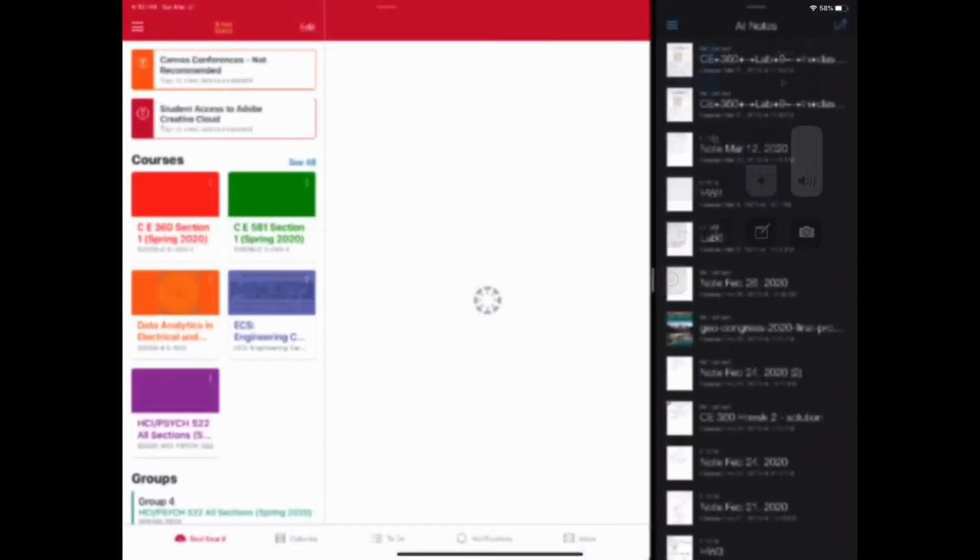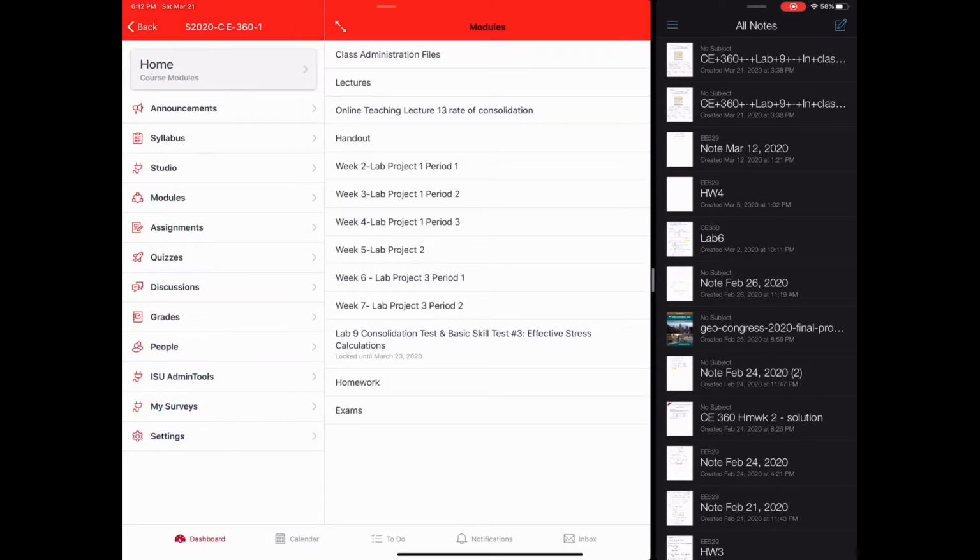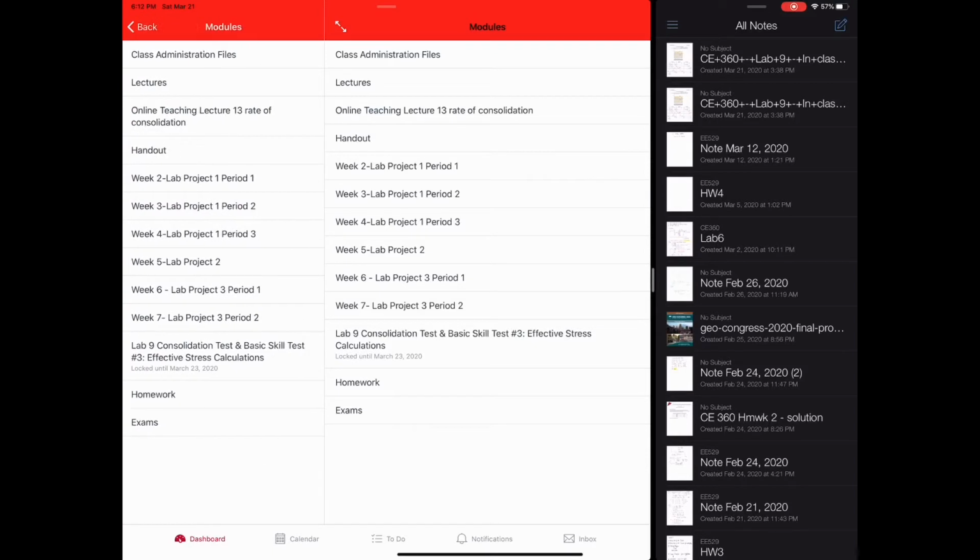Students, today we are going to talk about the lab task this week, okay? So first enter your Canvas and then Modules, Lab 9, and you will find out your task this week from the title of Lab 9. That is the first one, consolidation test, and the second one, basic skill test number 3, effective stress calculations.